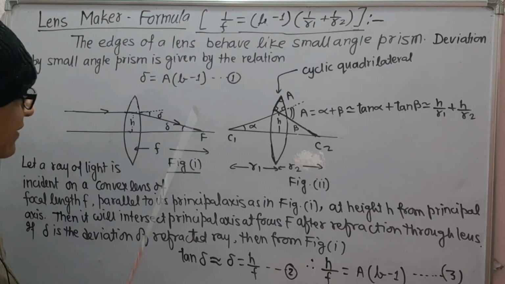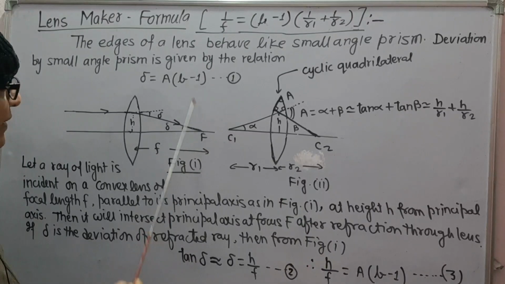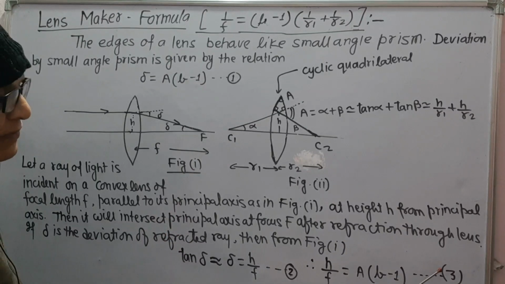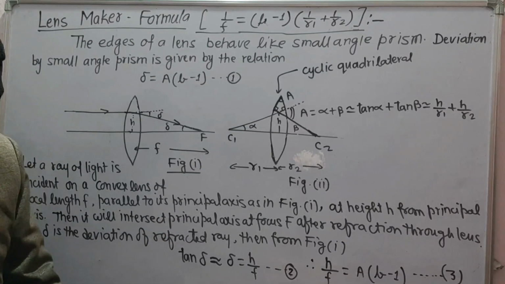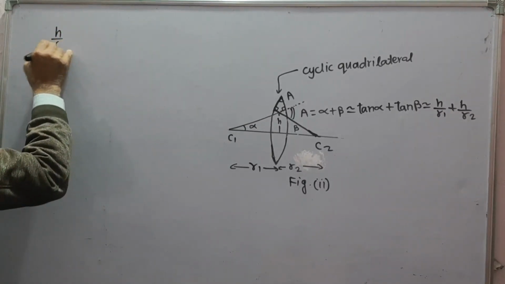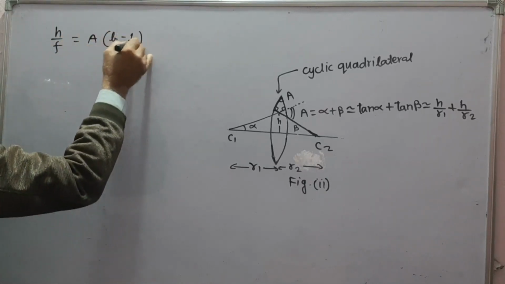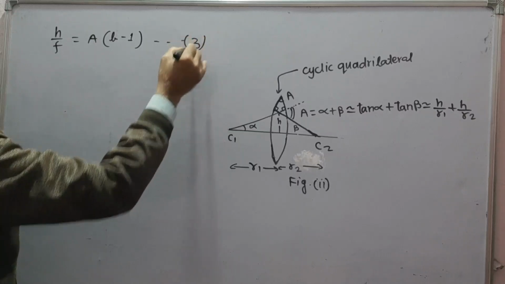Now, equating equations 1 and 2, we get h upon f is equal to A into mu minus 1. Suppose this is equation 3. h upon f is equal to A into mu minus 1, which is equation 3.